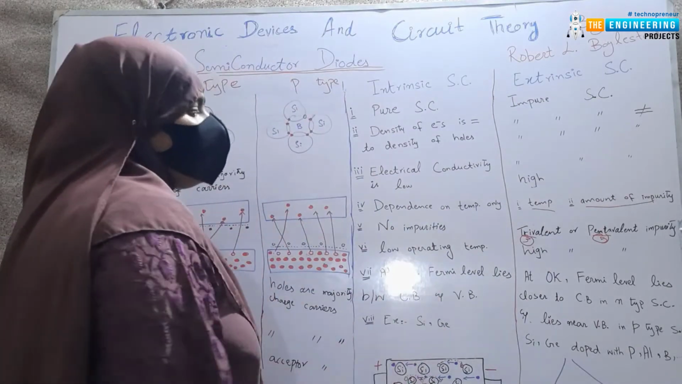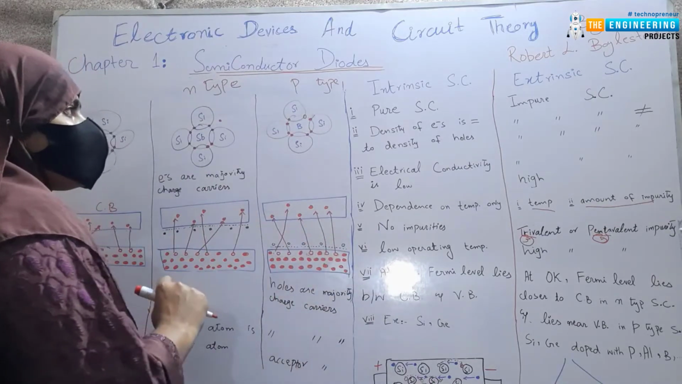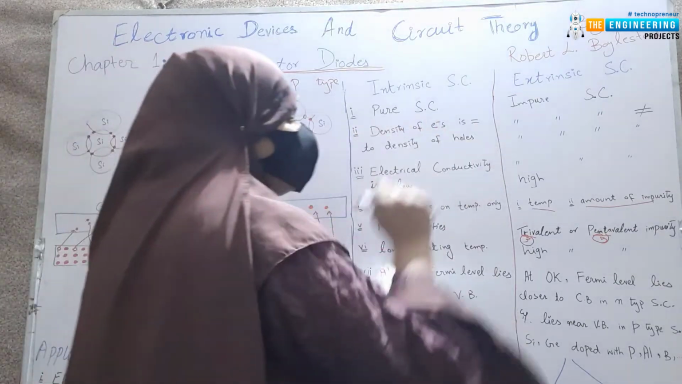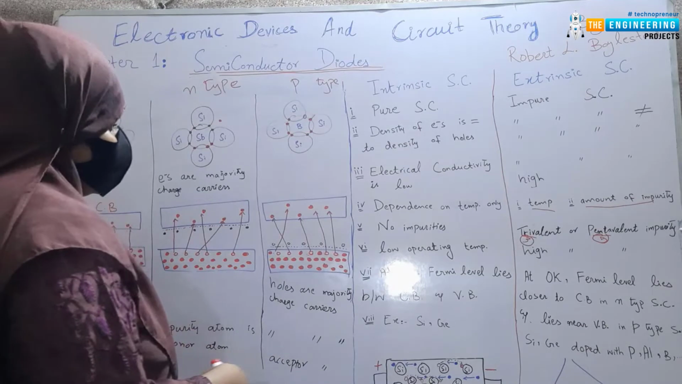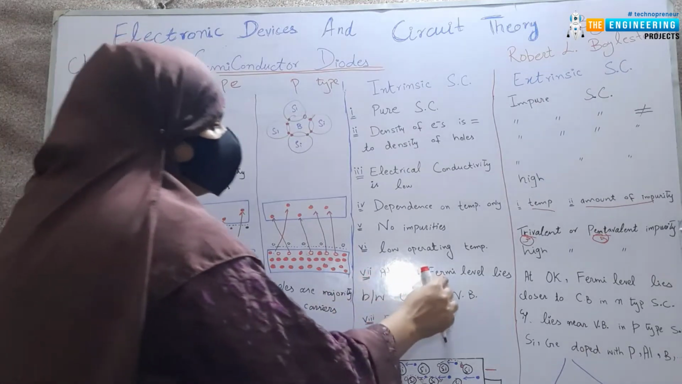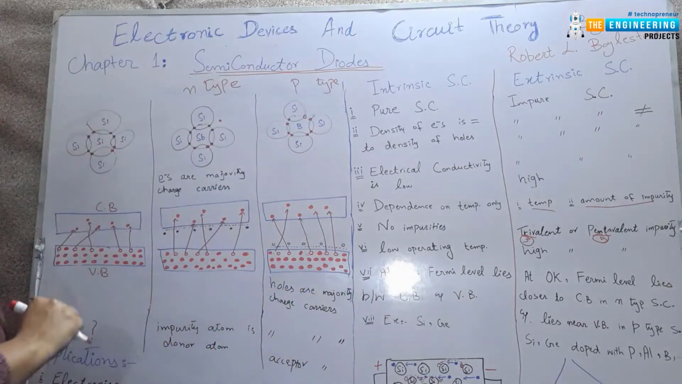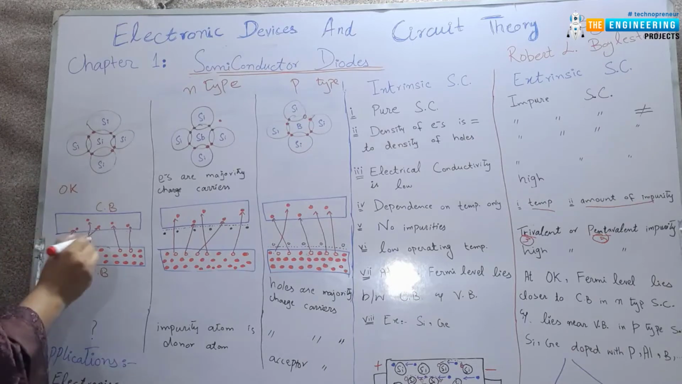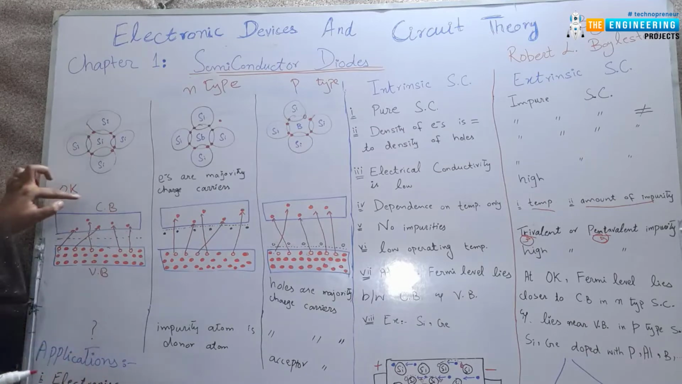Number 6 point is low operating temperature. The intrinsic semiconductor operates at low temperature, but the extrinsic semiconductors operate at high temperature. Number 7 point is at 0 Kelvin, Fermi level lies between conduction band and valence band. Let us consider the temperature here is 0 Kelvin. So, this is the Fermi level.